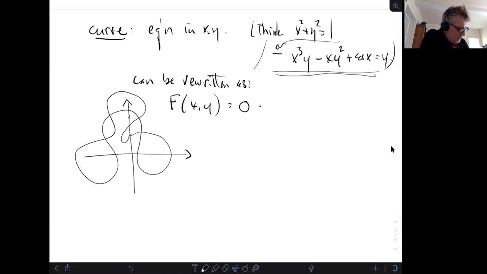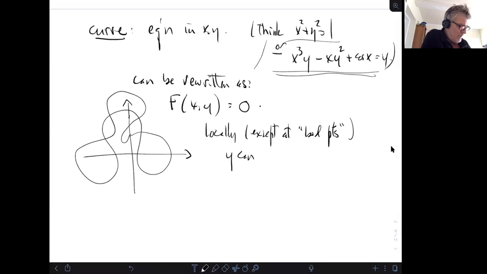And now, again, locally, except at bad points. We'll see later which ones they are, but it's not a big deal for us. Then y can be viewed as a function of x, right? If I take, let's say, a point here, look around this point, this is the graph of a function. If I take a point here, that's the graph of a function. Now, obviously, if the function is really complicated, you won't be able to solve for y.